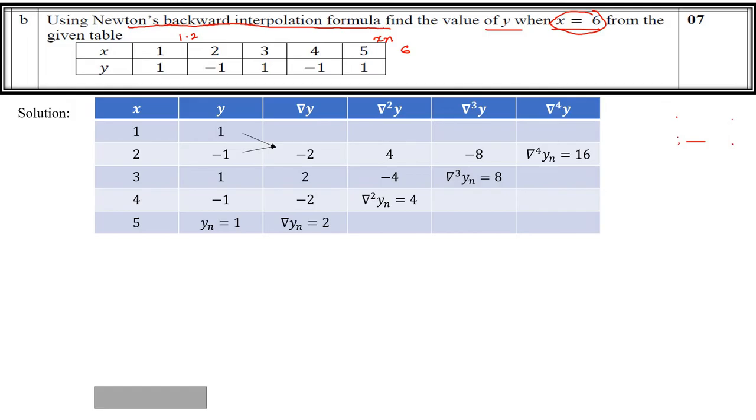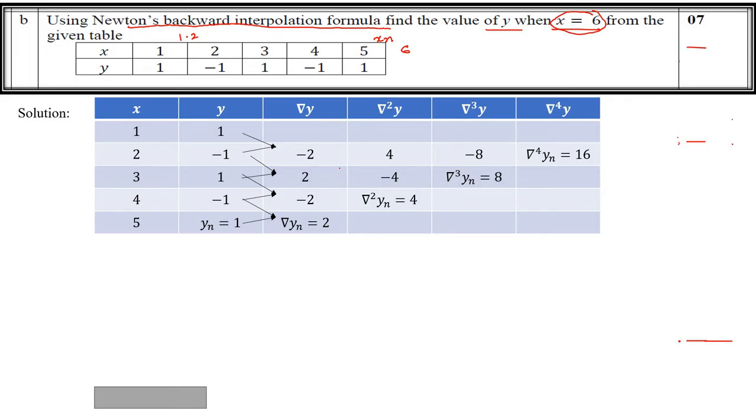Minus 1 minus 1 becomes minus 2. Similarly, to find the next value, 1 minus of minus 1 will be 2. Next, minus 1 minus 1 will be minus 2. Next, 1 minus of minus 1 will be 2. This is the way of finding the first difference, called the backward difference.